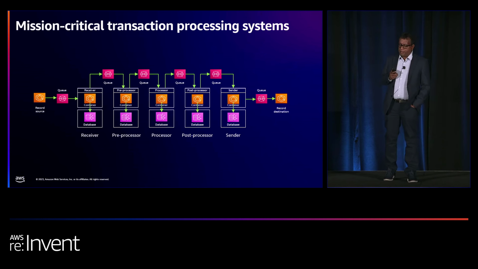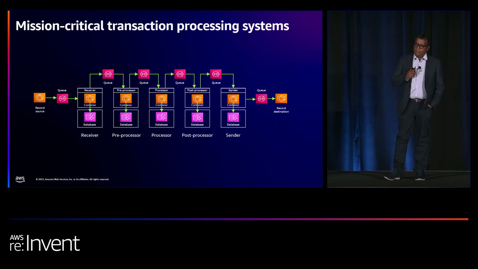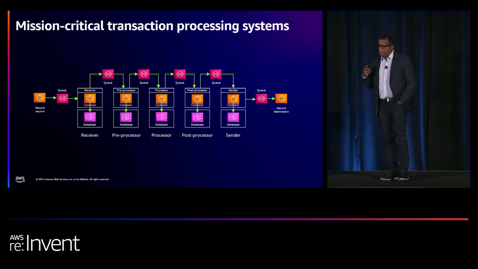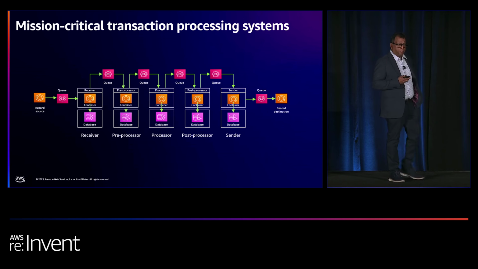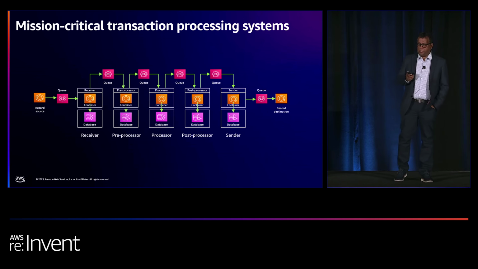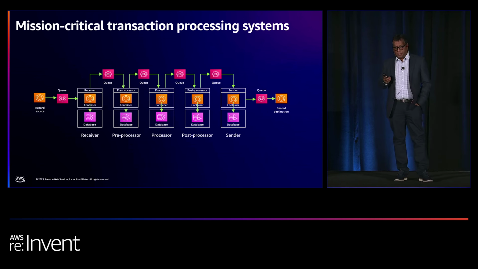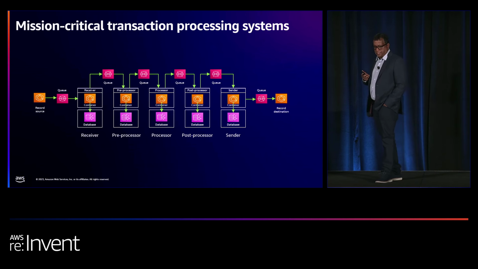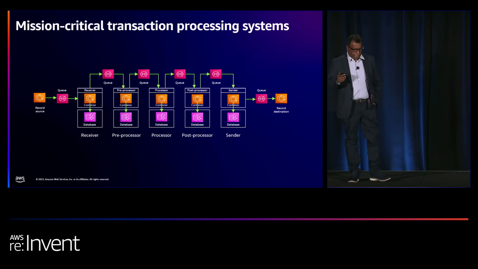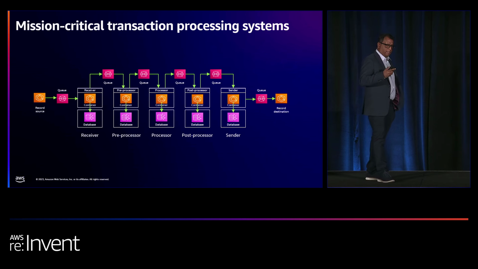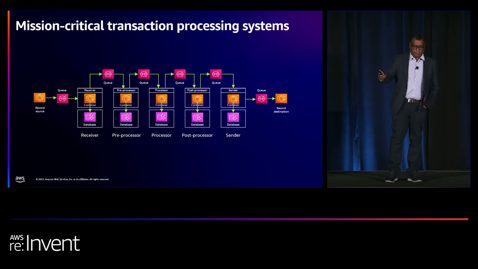The receiver component receives the transaction from the inbound transport. Then the preprocessor component does some form of pre-processing, such as validation, enrichment, etc. Then the processor component performs the core business logic, such as payment processing or trade processing. And then the post-processor component does some form of post-processing, such as enrichment, auditing, etc. And finally, the sender component sends the transaction to the outbound transport.